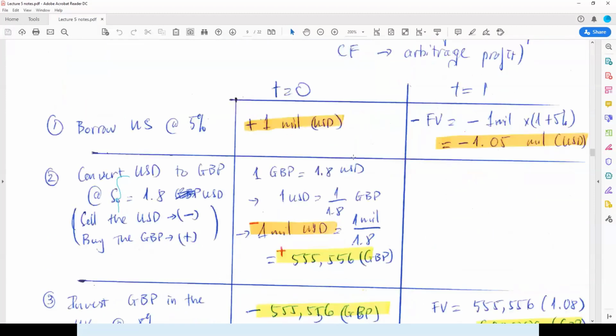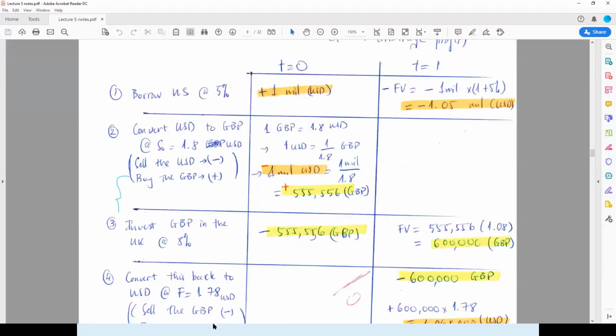So what I'm going to do is construct this table over here. In the first column, I'm going to describe my transactions. In the second column, these are the transactions I need to do at time 0. And in the third column, I describe the transactions that happen at time 1, okay, which is 1 year after. So here I'm going to start with 1 million USD, okay, which is here.